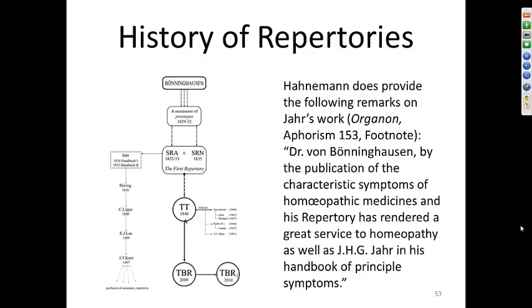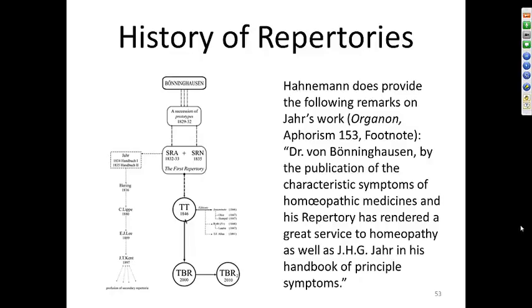Now, it's interesting, if you look at the very beginning, Hahnemann does provide some interesting remarks about Jahr's original work in the footnote to Aphorism 153 in the Organon, and he actually writes, "Dr. von Bönninghausen, by the publication of the characteristic symptoms of homeopathic medicines and his repertory, has rendered a great service to homeopathy, as well as Jahr in his handbook of principal symptoms." So he's actually both commending Bönninghausen and Jahr in the footnote of Aphorism 153. But remember, these comments are published in the 5th edition of the Organon, which is in 1833, and this is an anticipation of the good work that's going to be coming out in the later publication of Jahr's 1834 handbook.